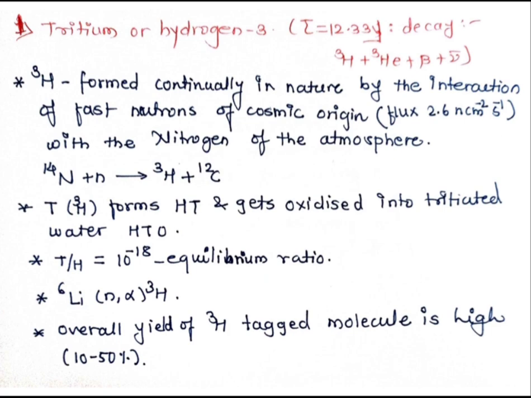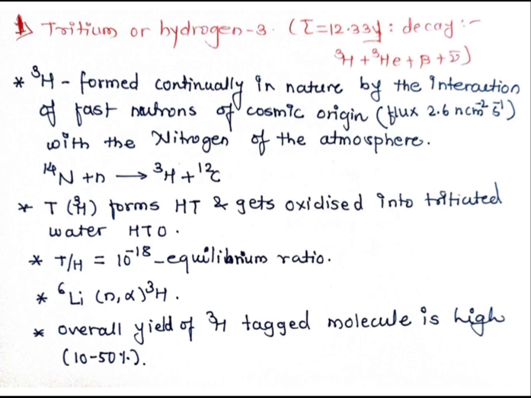Then we will see the tritium also forms HT. When tritium interacts with hydrogen, there is a formation of HT, and that HT will get oxidized into tritiated water, that is HTO. Instead of H2O, what will be formed? HTO. Then the ratio of T by H, or the tritium to the hydrogen, that ratio observed is 10 raised to minus 18, and this is also called the equilibrium ratio of the tritium to the hydrogen.